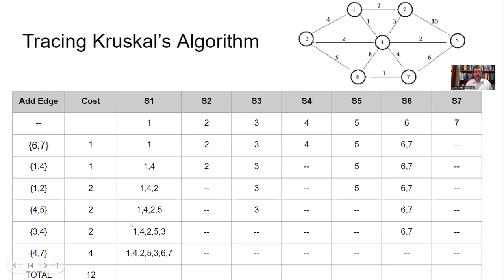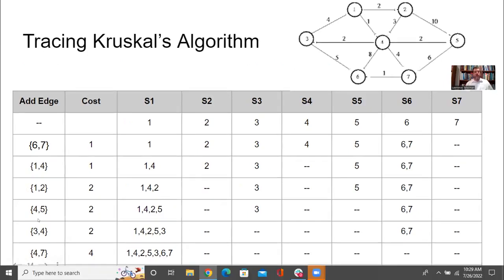Then I take 3, 4. Just move this guy out of the way, sorry. All right, I take 4, I did that one. I take 3, 4. I combine those, and finally I take edge 4, 7, and 4 is here, and 7 is there, so they get combined, and they're all together. So I just have everything in one group. All right. So that's Kruskal's algorithm.